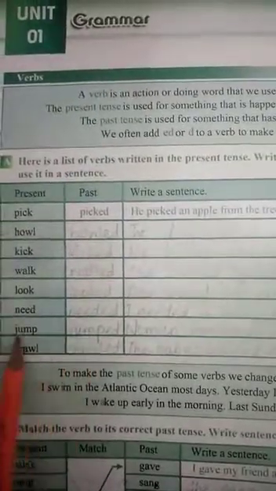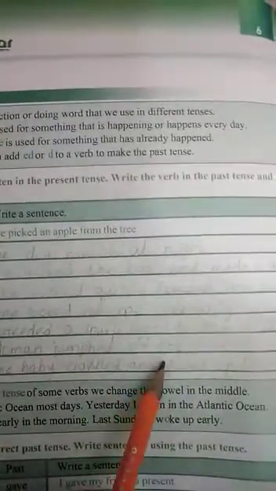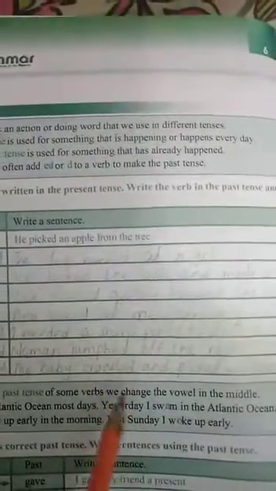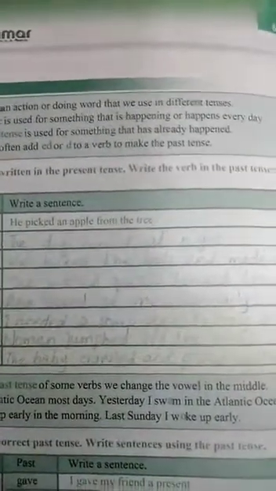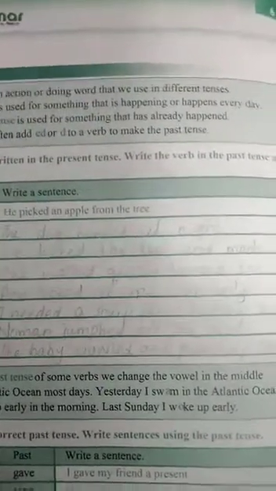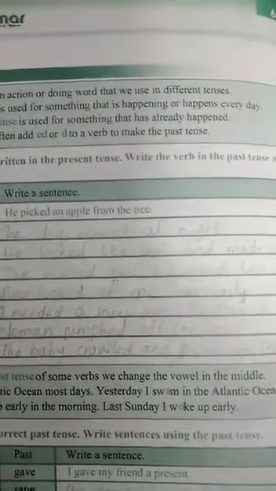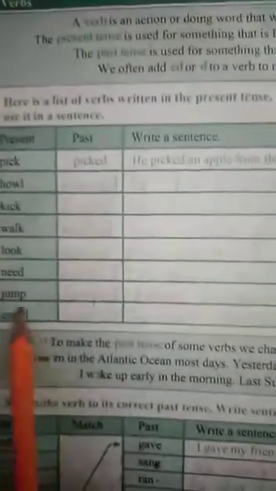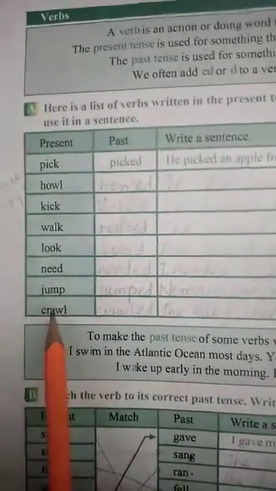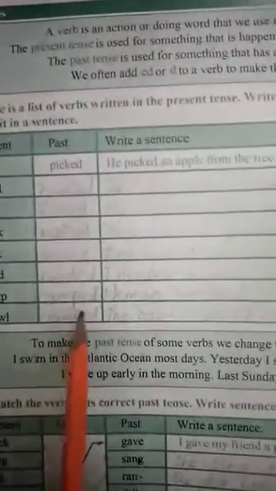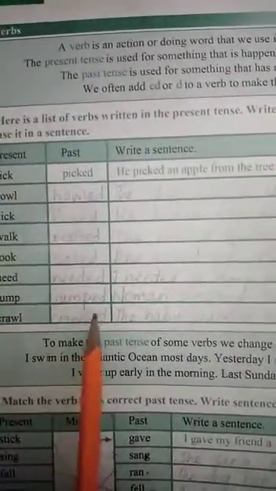Next one is jump. By putting ed, it becomes the second form, jumped. Numan jumped off the roof. Jumped means hopped or skipped, छलांग लगाना जिसे हम कहते हैं. Sentences are: she jumped out of bed after seeing the alarm clock, or he jumped on me, or she jumped out of bed in a hurry. Next word is crawl. Crawl means drag or creep. उर्दू में इसका मतलब है रेंगना. The second form is crawled.